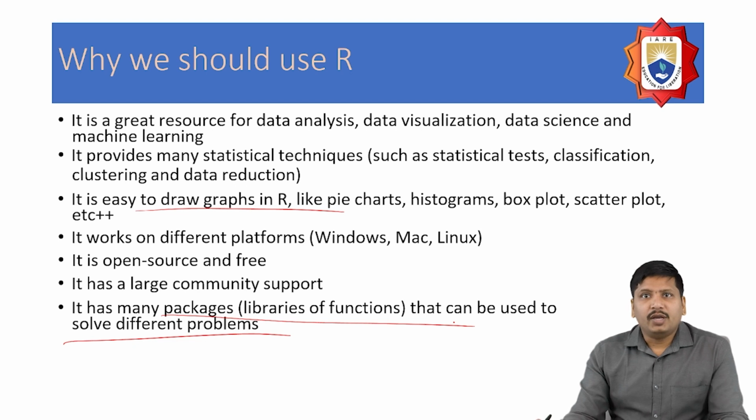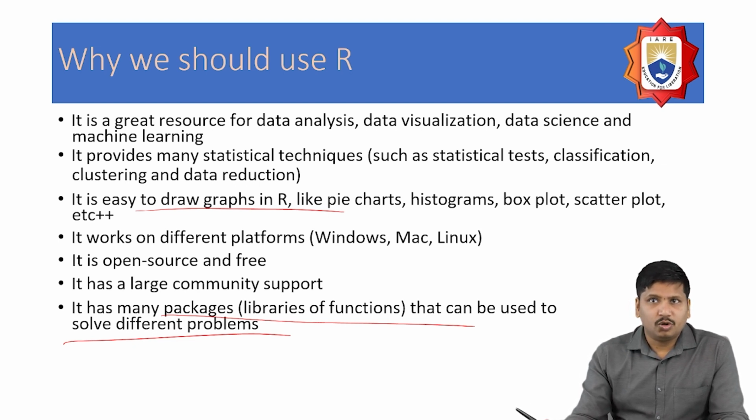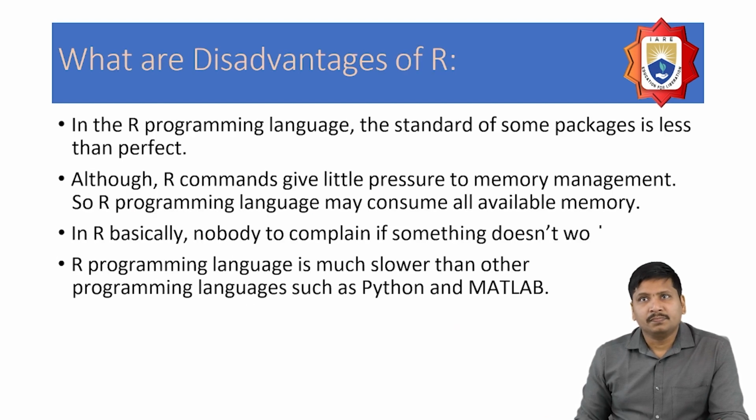So why are we going to use R? It is easy to draw graphs, mainly pie charts, histogram, box plot, scatter plot, etc. It works easily in any kind of environment like Windows, Mac, and Linux. It is open source and free, and it also has large community support. It has many packages, like libraries and functions, that can be used to solve different problems.